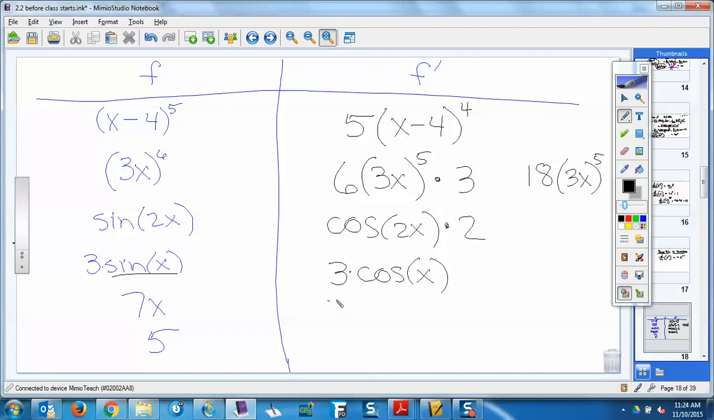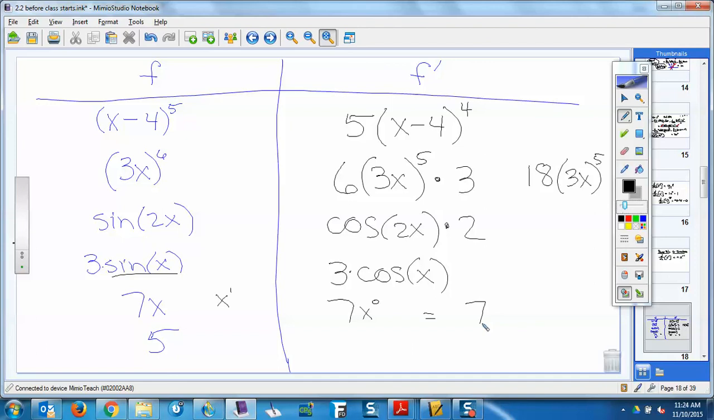The 7 would just hang out there, and then what's the derivative of x? Well, bring the 1 down in front, which is 1 times 7, still 7, and then x to the 0. But what's x to the 0? So the answer is just 7. Now, to be honest, you shouldn't even think of the power rule on that. 7x is just a line. What's its slope? 7. So what's the derivative of 3x?